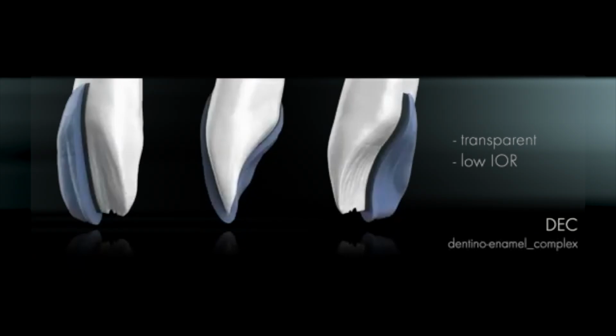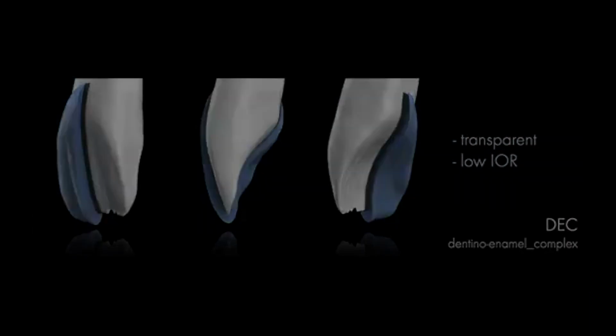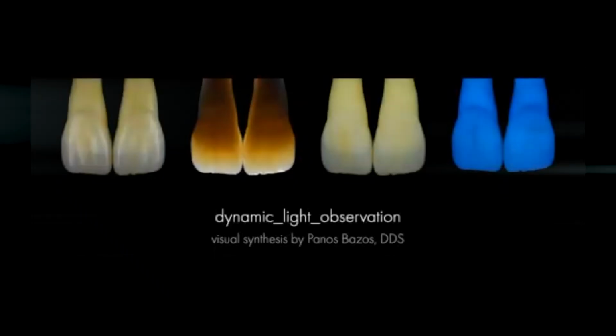And of course, we also have the dentin-enamel junction layer, which is a boundary between enamel and dentin. It becomes an optical boundary, transparent and with a low refractive index. In order to analyze all these things, we normally use the dynamic light observation protocol established by the visual synthesis article from Panos and Pascal.